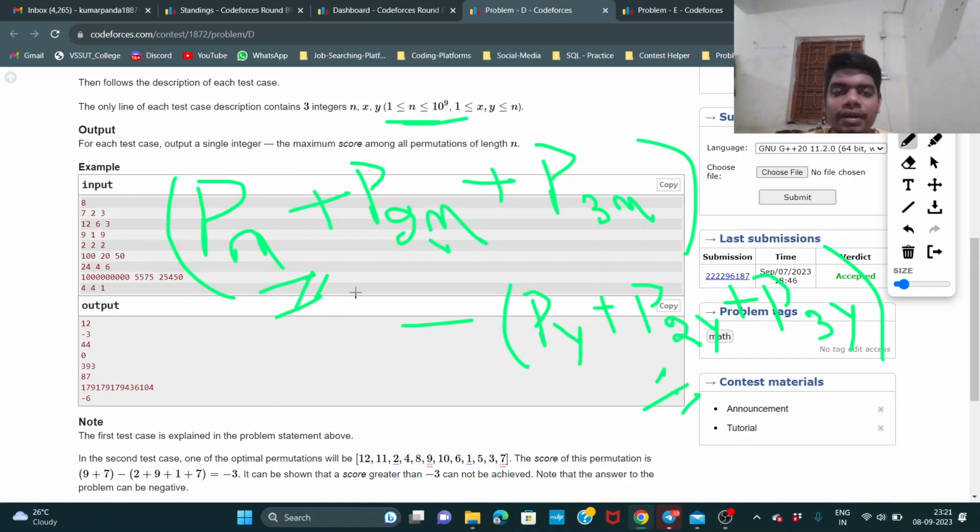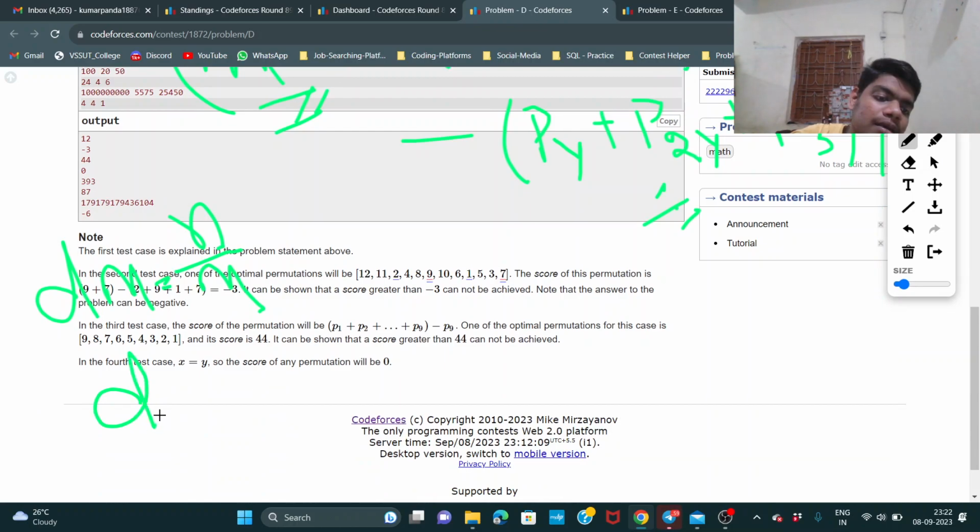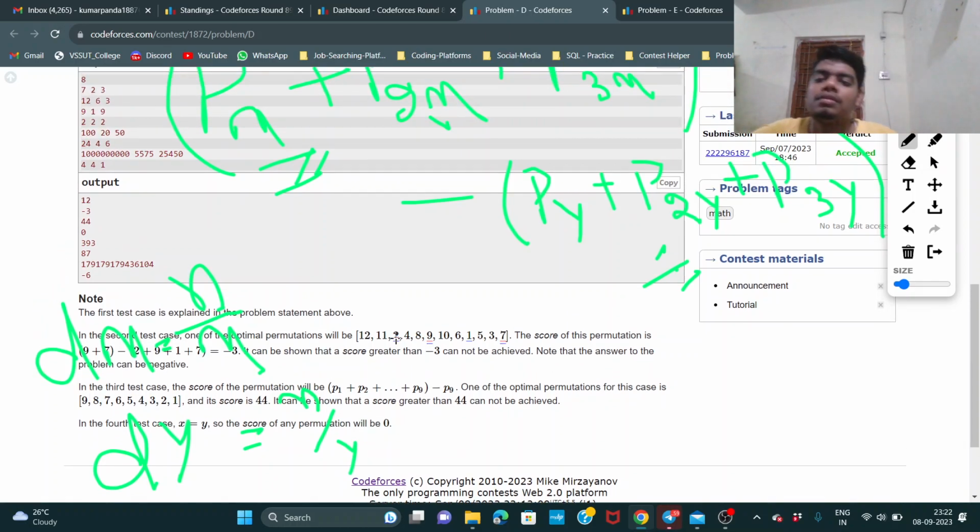So yeah, we do not even need that. Just find how many indices are divisible by x. For that, simply do n by x. These many numbers are divisible by x, d of x. How many numbers are divisible by y? d of y is n by y.